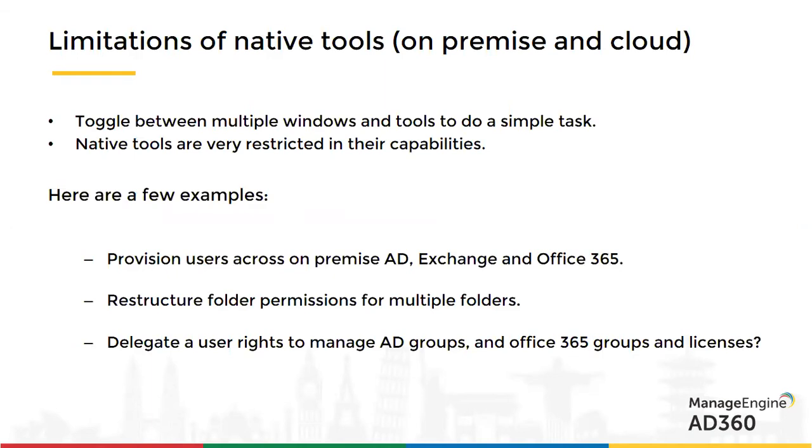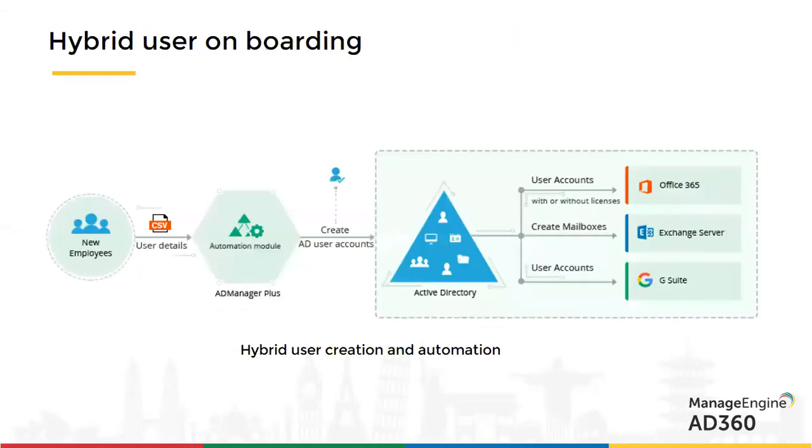So here are a few examples. The first example that I would like to put for you is hybrid user onboarding. When you have to onboard users in Active Directory and in Office 365, you'll have to use multiple tools because the ADUC tool does not support your Office 365 environment, and your Office 365 environment does not support your Active Directory environment, because that is how the components of a hybrid environment are structured, right? They operate in silos, as separate entities.